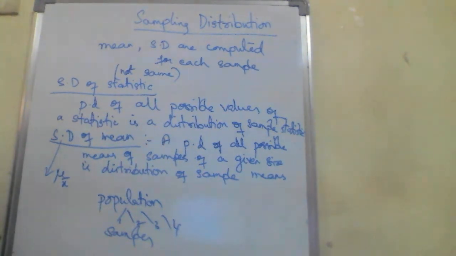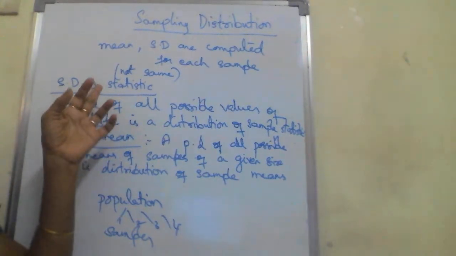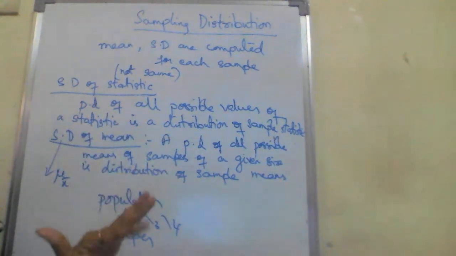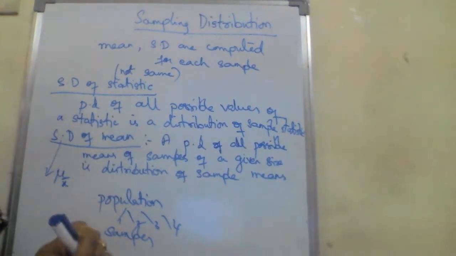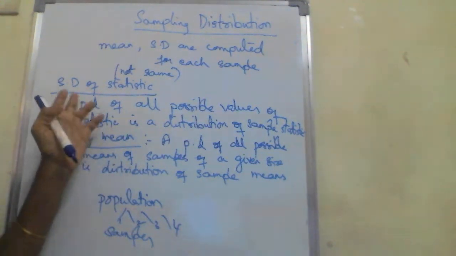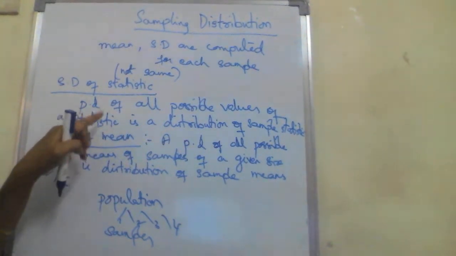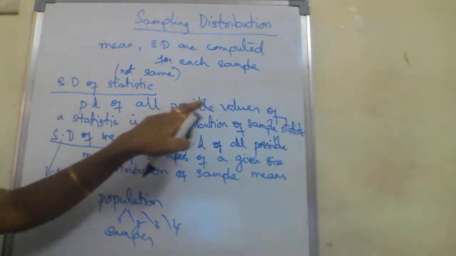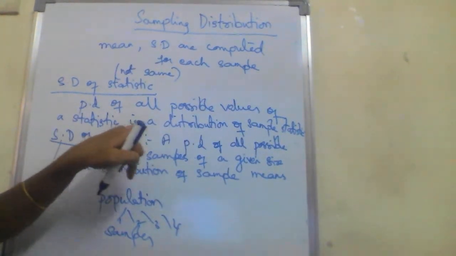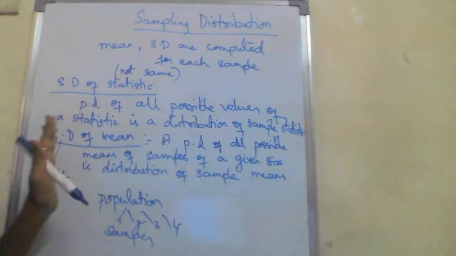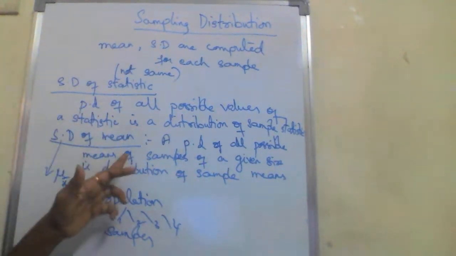Sampling distribution of a statistic is like a frequency distribution. Already you know the frequency distribution. Suppose I have 10 samples, I check whatever I want for those 10 samples, I write the values, and I frame it as a frequency distribution table. In the same way, the sampling distribution of a statistic is the same as a frequency distribution. It is the probability distribution of all possible values of a statistic. That means it is a probability distribution of whatever values you find for a sample.